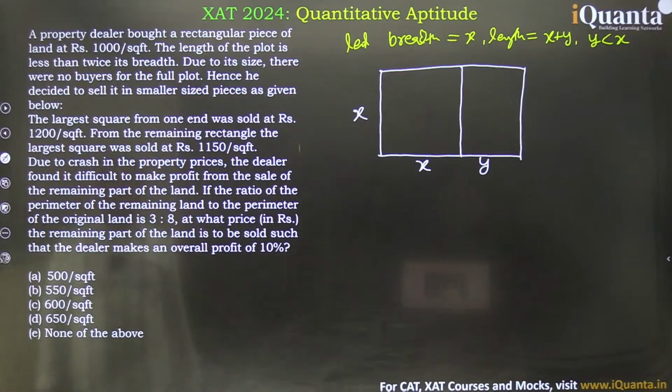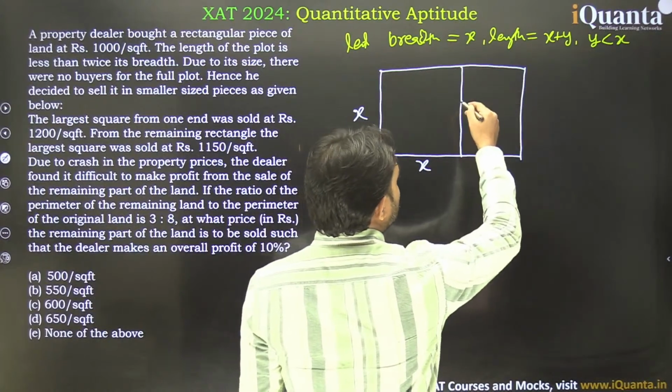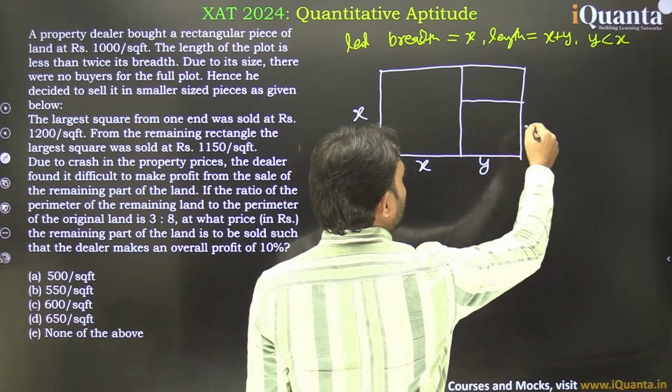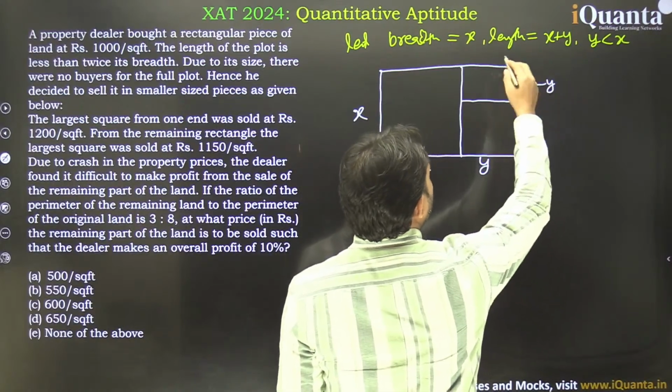And it was sold at 1200 square feet. From the remaining rectangle, the largest square was sold at 1150. So now the largest square will be this one, where if this is y, this will be y, this will become x minus y, and this is y.